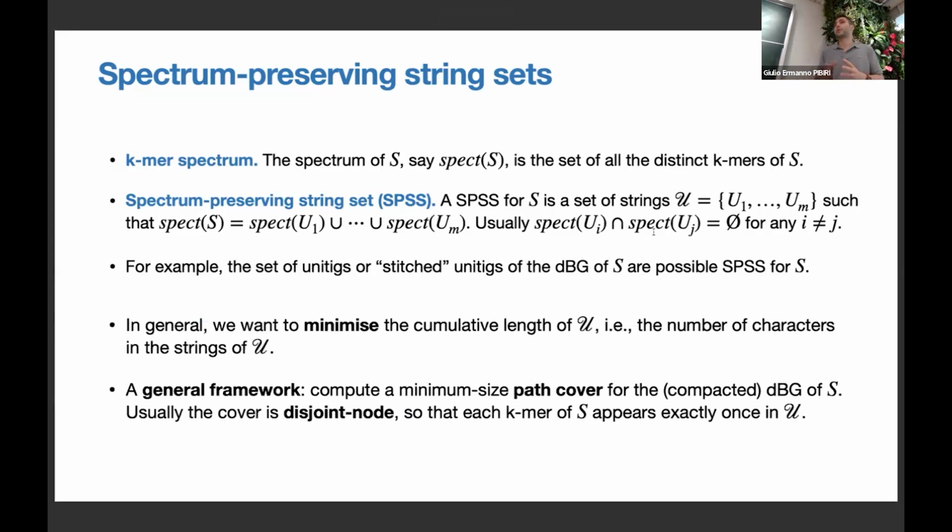So in general, what's our goal? In general, the goal is that we want to minimize the cumulative length of U. So this is a nice optimization problem. So we want to minimize the cumulative length, which means we want to minimize the number of characters of the strings in U. So we search for not just any SPSS, but we look for an SPSS which has longer and longer strings. So the longer the strings, the better, because it means that we avoid overlaps for our k-mers.